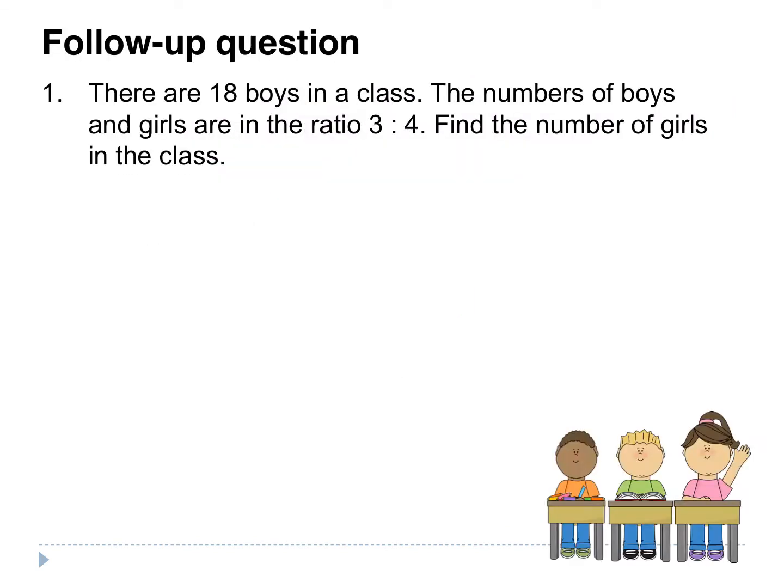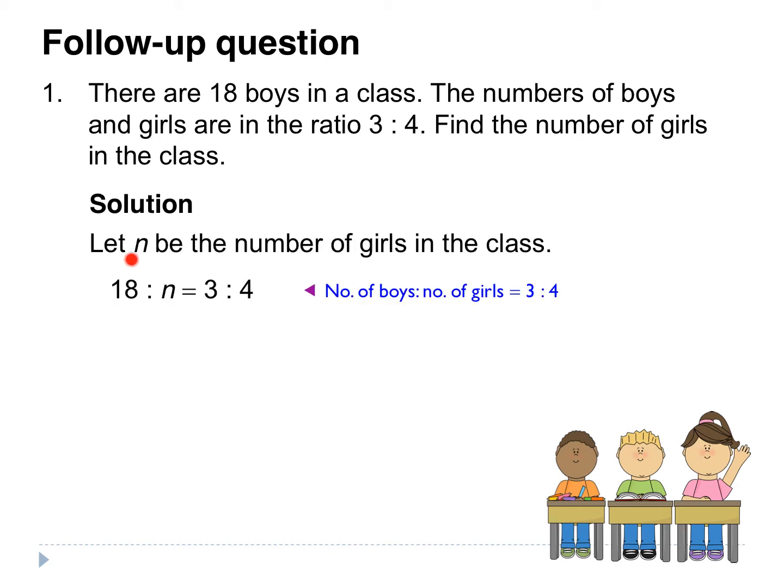So let's look at one follow-up question. What if there are 18 boys in the class, and we know that the numbers of boys and girls are in the ratio 3 to 4. So we have to find the number of girls in the class. How do we do that?